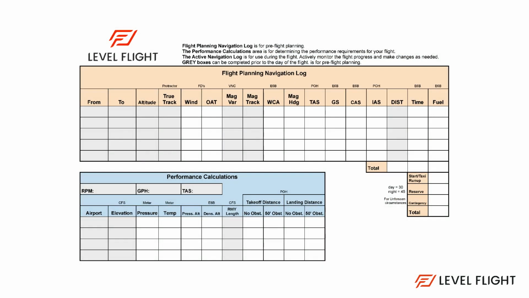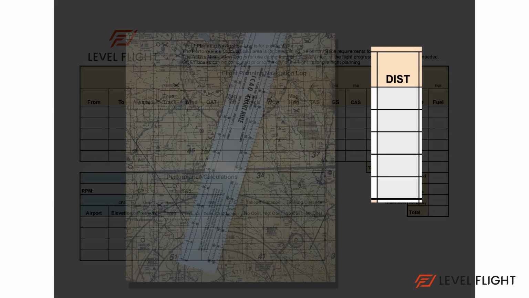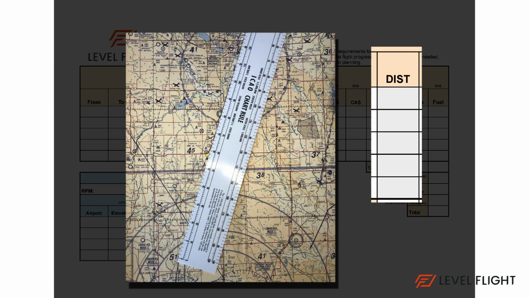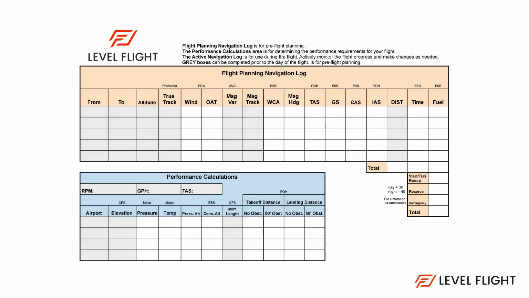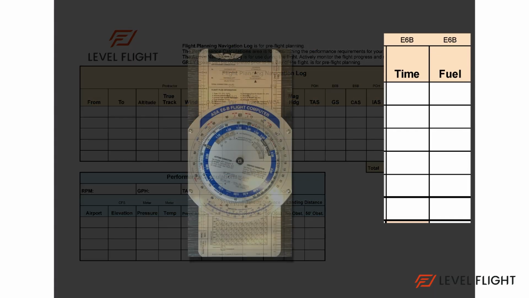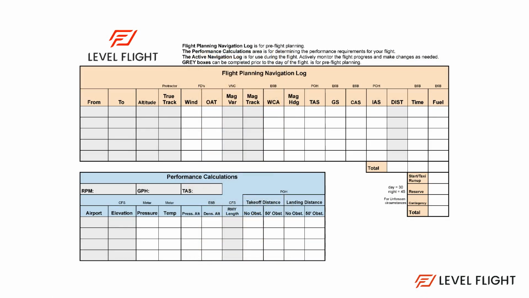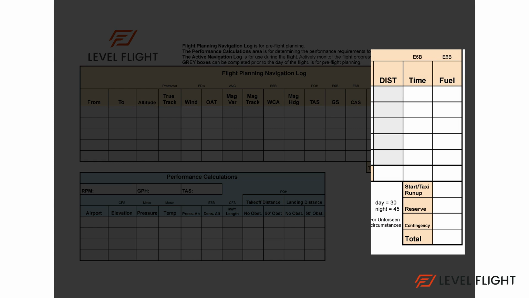Next, let's move to the distance column. This can be filled out at the same time you are prepping your chart and drawing all of your lines. Time and fuel are both calculated using the E6B. Once we have all of the information we need, we can total up the distance, time, and fuel.